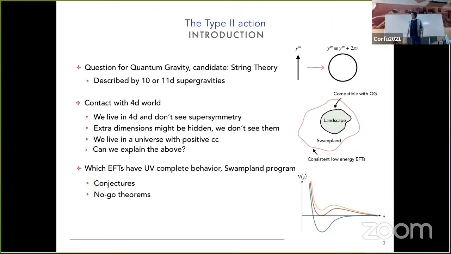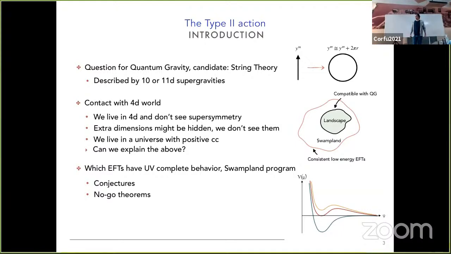The most well-known and probably prominent theory of quantum gravity is string theory, which can be described in 10 or 11 dimensions by 10 or 11-dimensional supergravities. However, we experience 4 dimensions in our universe. Also, we don't see supersymmetry and the extra dimensions. Also, we know from cosmology that the cosmological constant is positive, so we have a de Sitter vacuum. So can string theory explain all of the above?